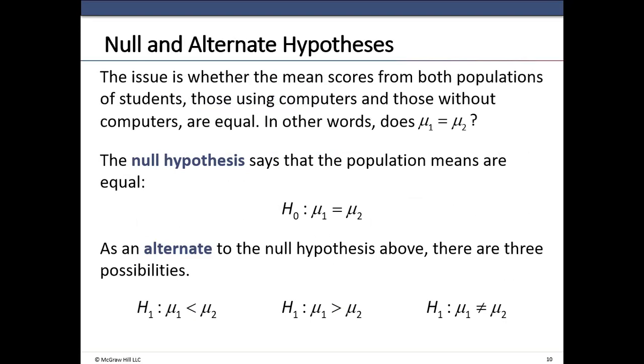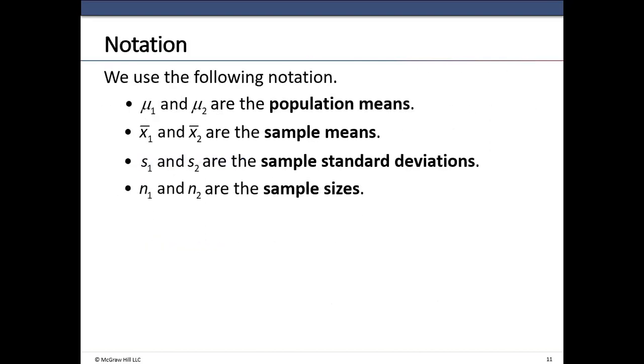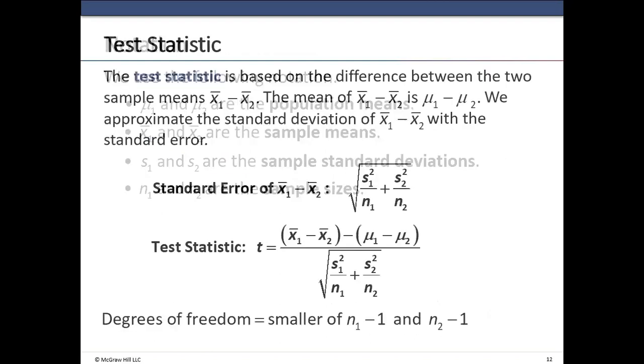So the null hypothesis is mu1 equal to mu2, and there are three kinds of alternate. If H1 is mu1 less than mu2, that is a left tail test. H1 could be mu1 greater than mu2, that's a right tail test, and H1 could be mu1 not equal to mu2, that's a two tail test. Notation: mu1 and mu2 are the population means, x1 bar and x2 bar are the sample means, s1 and s2 are the sample standard deviations, n1 and n2 are the sample sizes.